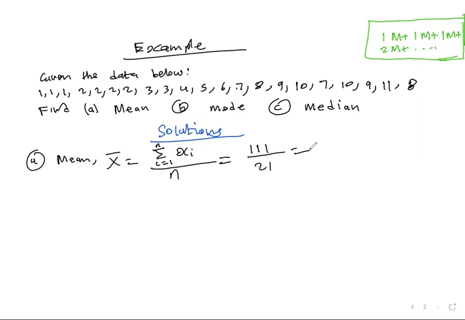Okay. So if you are done, well, good. So when you divide, what are you getting? Since you are all getting 111, 5.29. Okay, wonderful. So this is what you're getting.